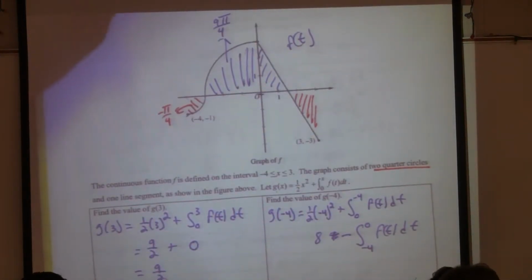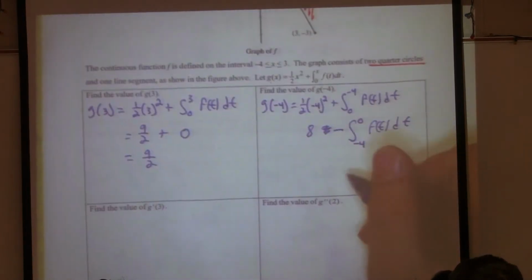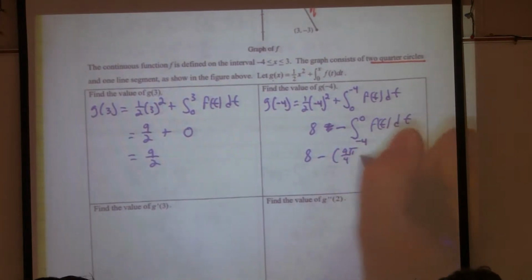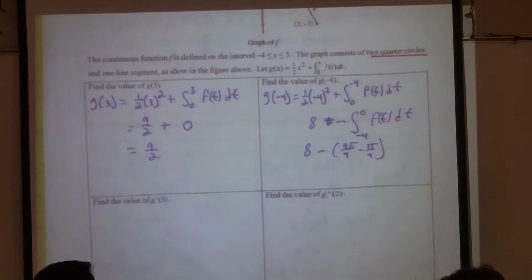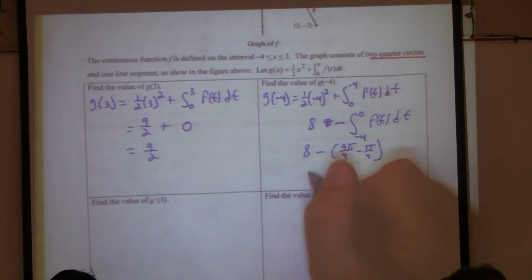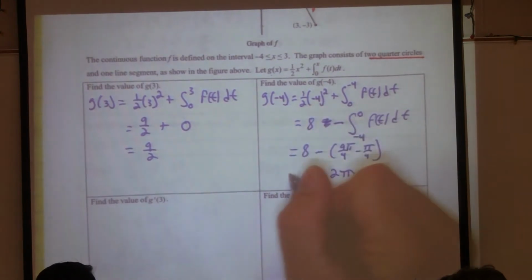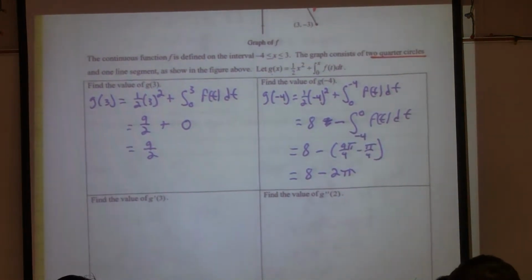We want to combine those. So what's 9 pi over 4 minus pi over 4? That's 8 pi over 4, and 8 over 4 is 2. So we end up with 8 minus 2 pi. Too easy, Pablo? I'm sorry.